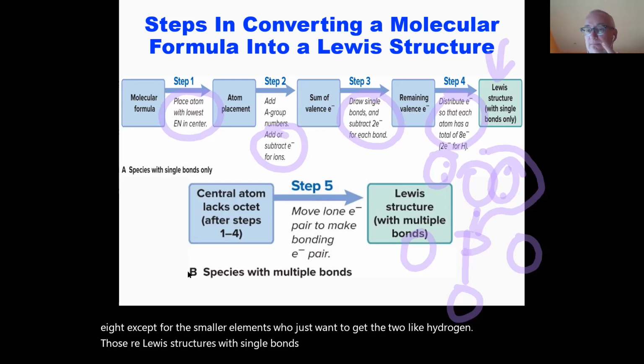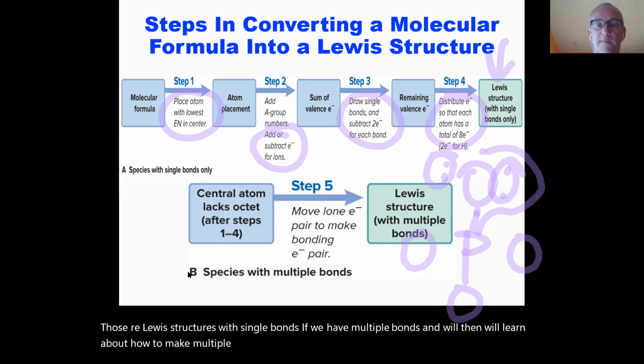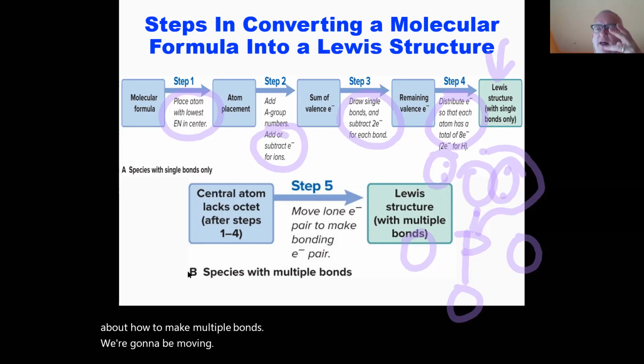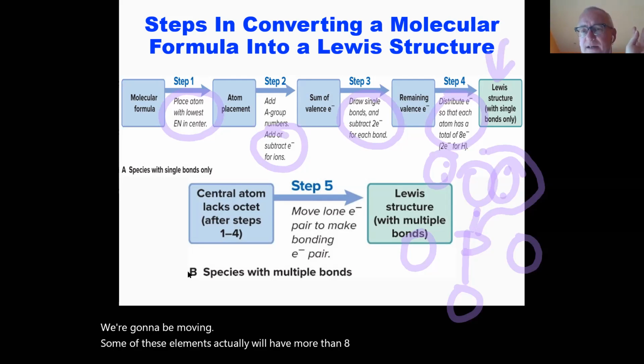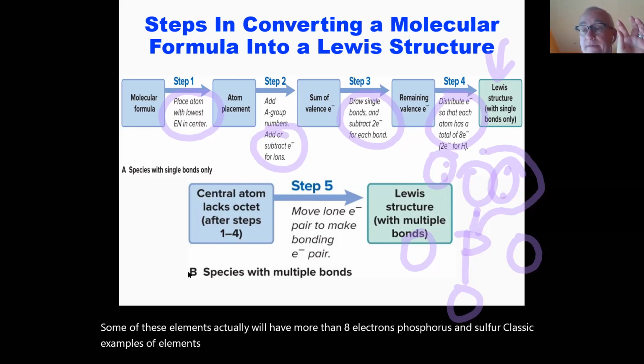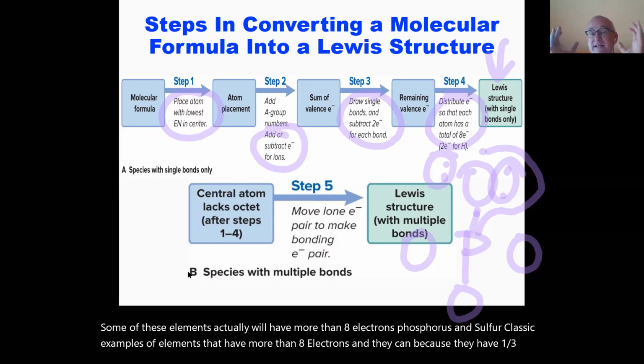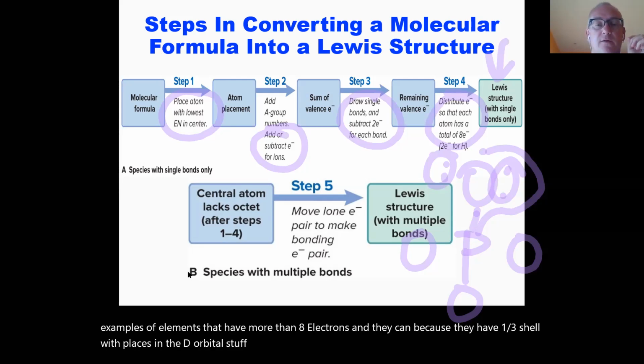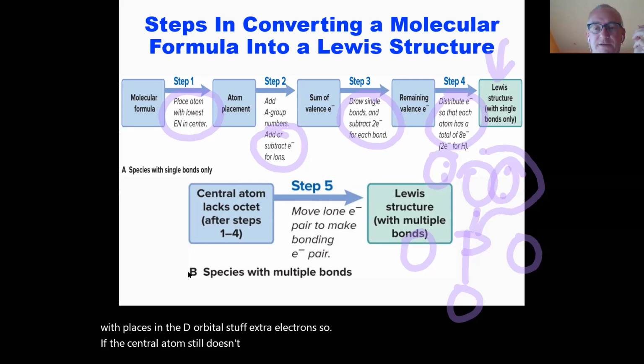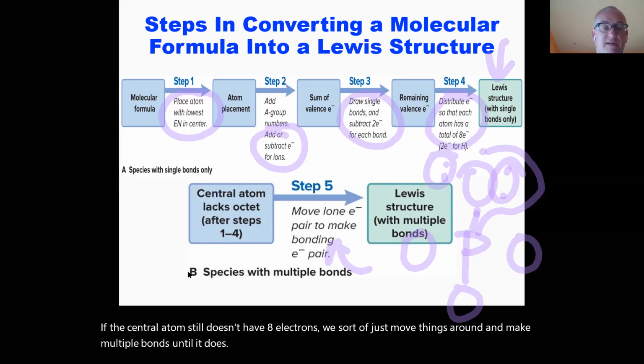If we have multiple bonds, and we'll learn how to make them, some of these elements will actually have more than 8 electrons. Phosphorus and sulfur are classic examples of elements that can have more than 8 electrons, because they have a third shell with places in the d orbital to stuff extra electrons. So if the central atom still doesn't have 8 electrons, we move things around and make multiple bonds until it does. Okay, let's look at an example.